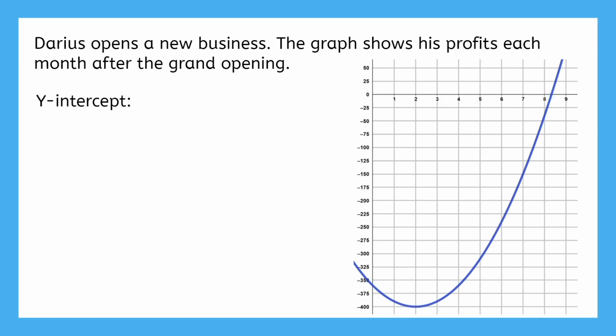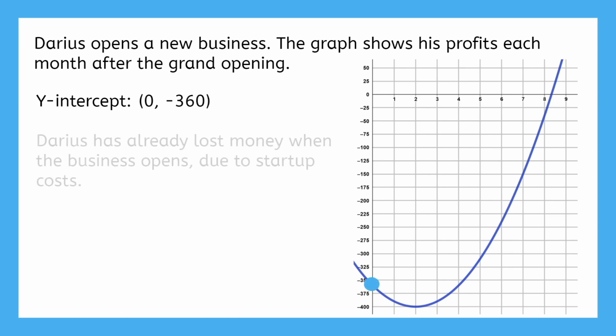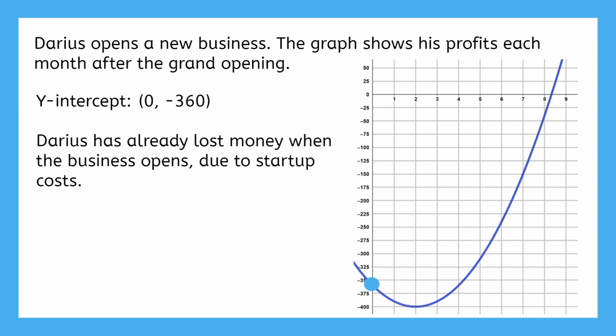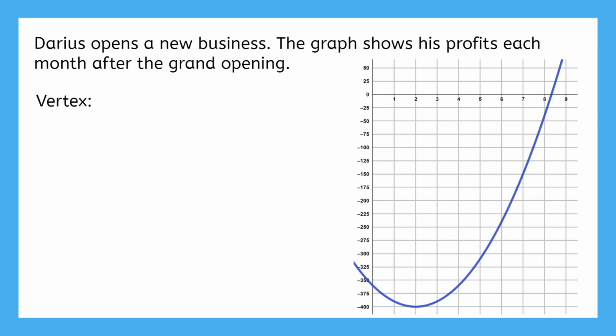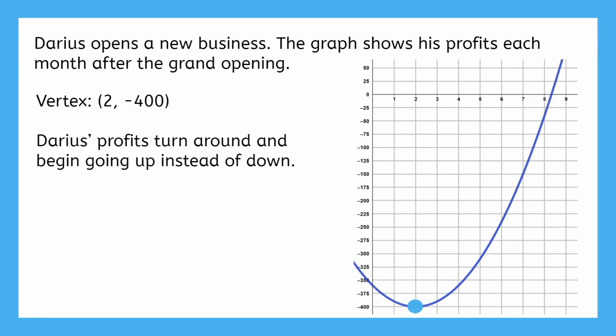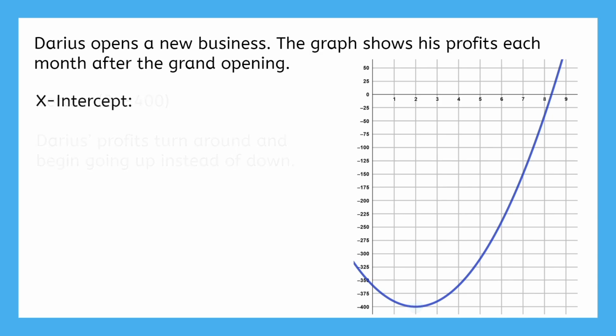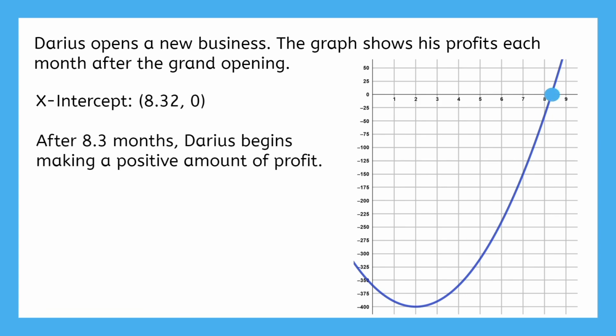So, what's the importance of the y-intercept? Well, that point shows that even though the business has just opened, Darius has lost money from startup costs. What's the importance of the vertex? It shows when, 2 months after opening his business, Darius's profits hit a turning point, and his profits begin increasing instead of decreasing. What's the importance of the x-intercept? Well, that's where his profits go from negative to positive. In other words, that's where Darius begins to make a profit and has more money than he started with.